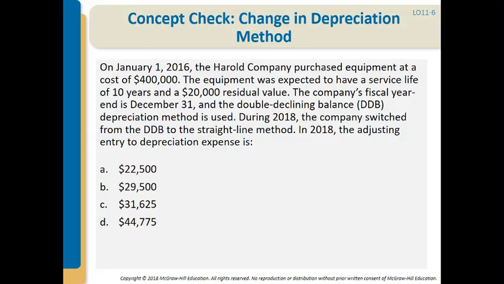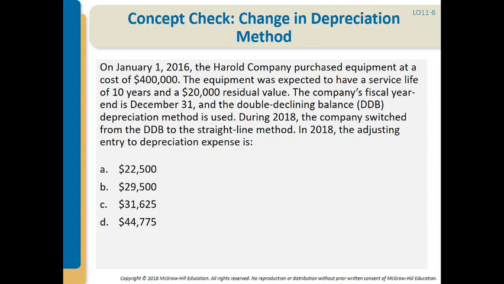All right, so here we have an example. On January 1, 2016, the Herald Company purchased equipment at a cost of $400,000. The equipment was expected to have a service life of 10 years and a $20,000 residual value. The company's fiscal year end is December 31, and the DDB method is used. During 2018, the company switched to the straight line method.